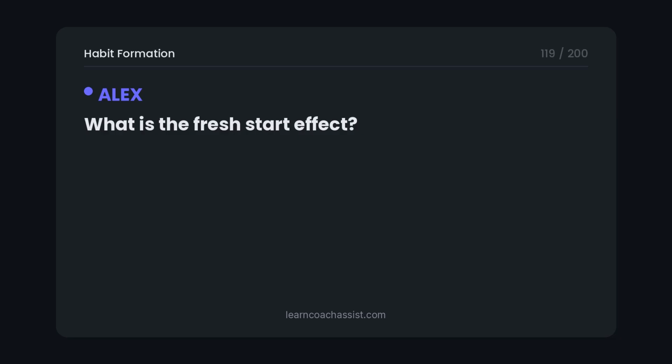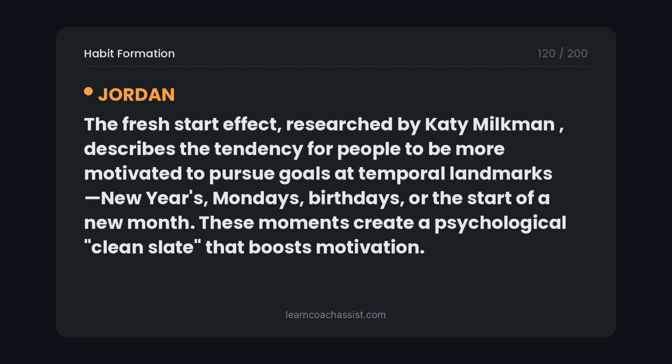What is the fresh start effect? The fresh start effect, researched by Katie Milkman, describes the tendency for people to be more motivated to pursue goals at temporal landmarks: New Year's, Mondays, birthdays, or the start of a new month. These moments create a psychological clean slate that boosts motivation.